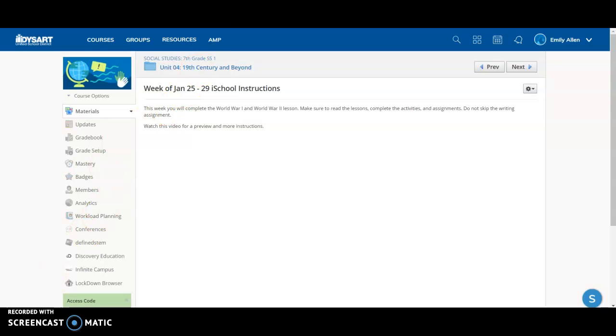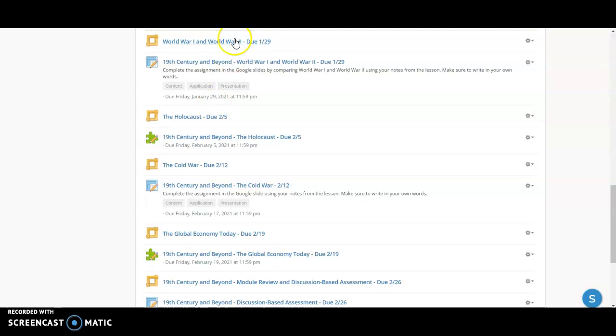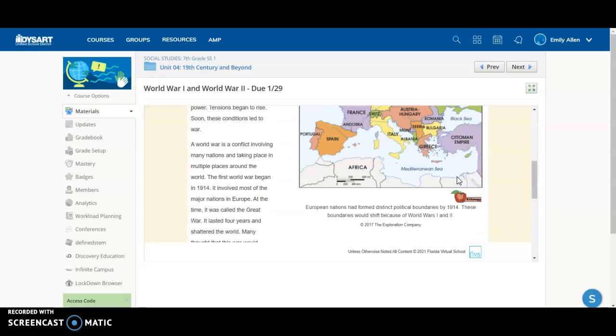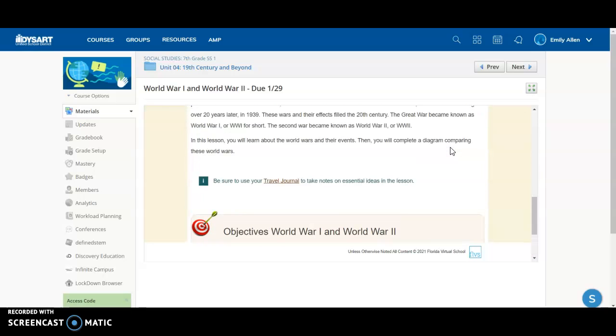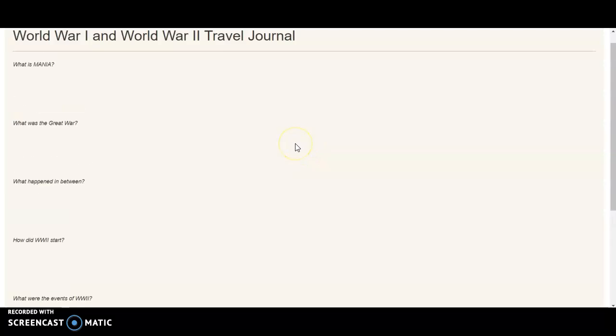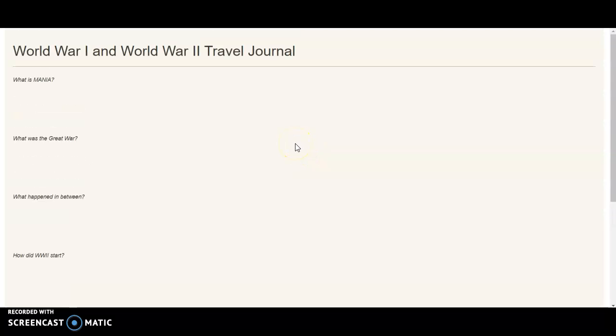What you're going to do is go into our unit folder and open up our World War I and World War II lesson. Here in this lesson, we always want to make sure that we open up our travel journal for our notes before we get started. So, we always have these main questions that are guiding us, and these are normally based on the pages in the lesson. So, MANIA, what that acronym stands for, Great War.